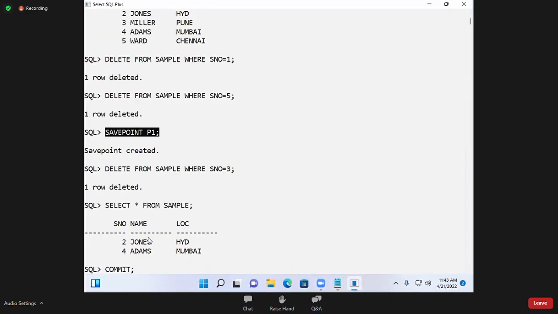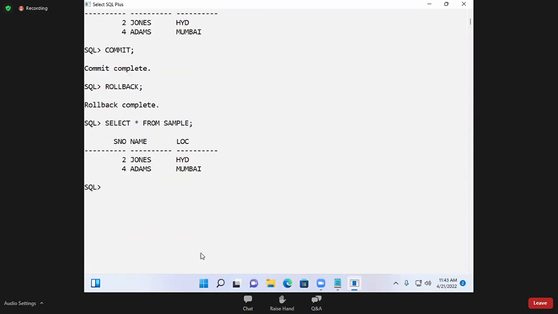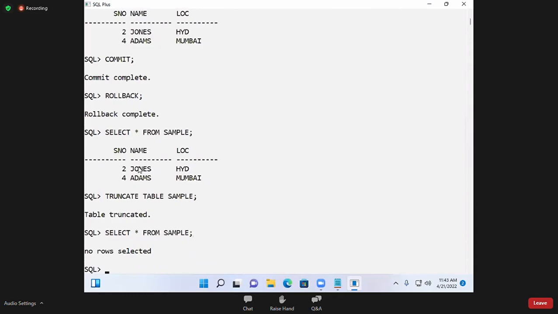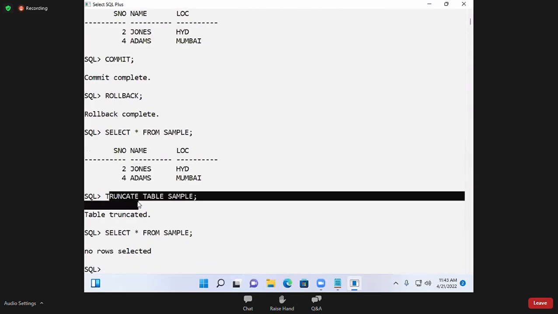For example, not only one single row, even multiple rows we can save. How? For example, again I have 2 records and I'm using the truncate command on my sample table. What does truncate mean? Permanent deletion. So now you can see my table is permanently deleted. The remaining rows also I truncated, deleted.